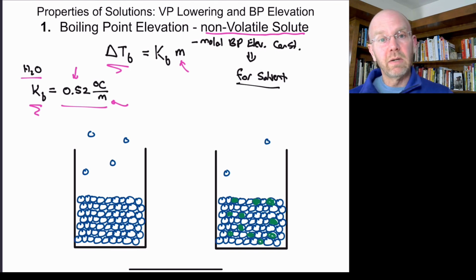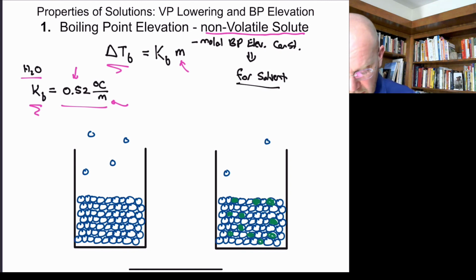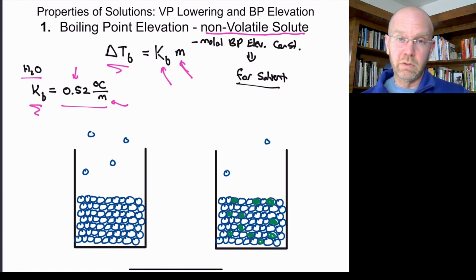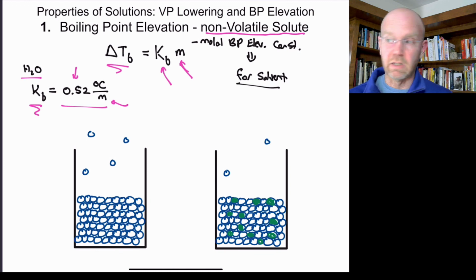So every time you increase the concentration of the solute, you have to heat it a little bit hotter to get it to boil. We can calculate that difference by multiplying this molal boiling point elevation constant times the molality of the total concentration of non-volatile solutes that are dissolved.